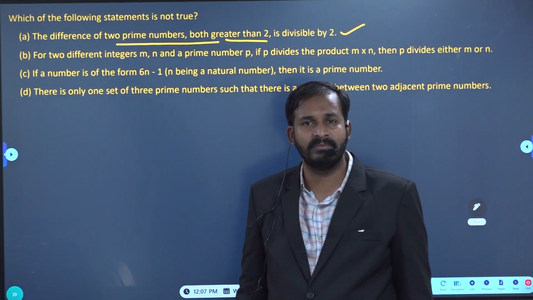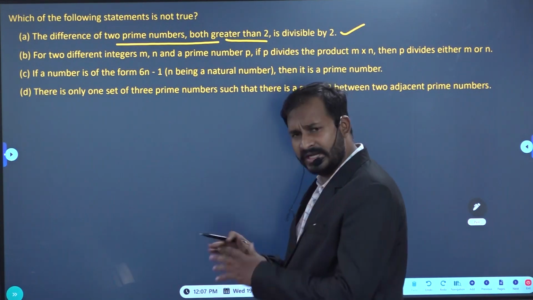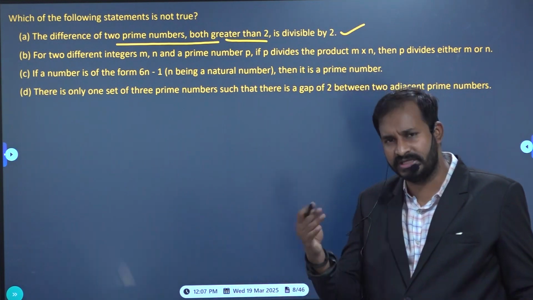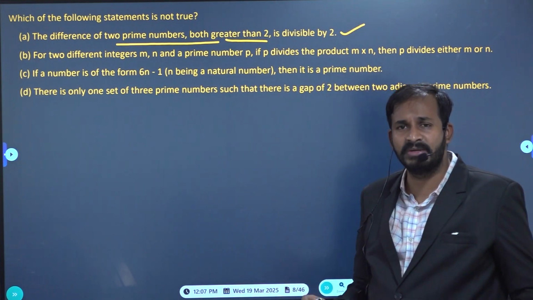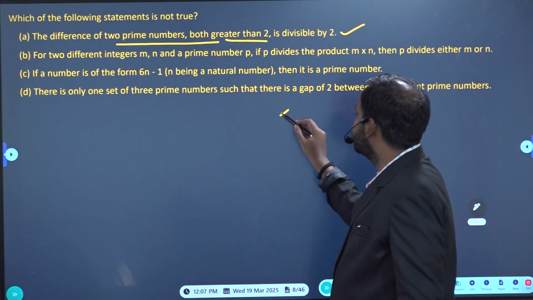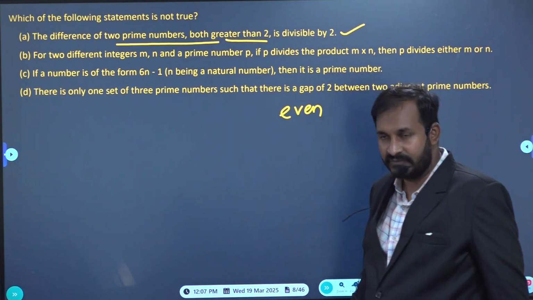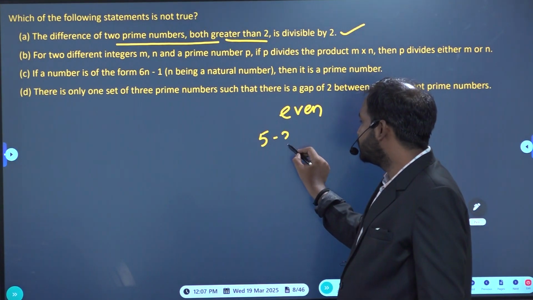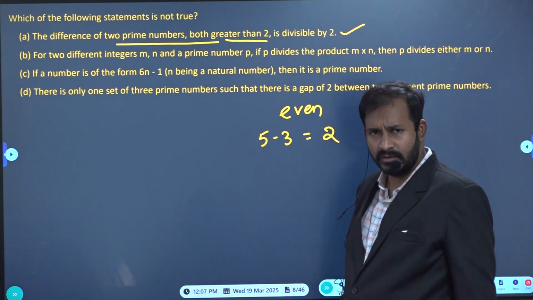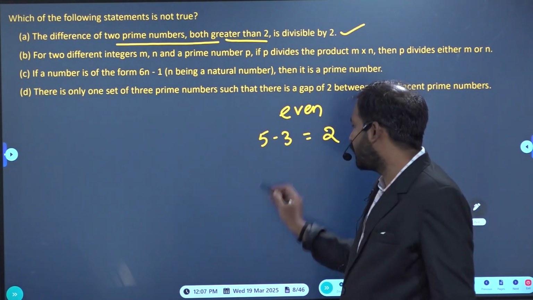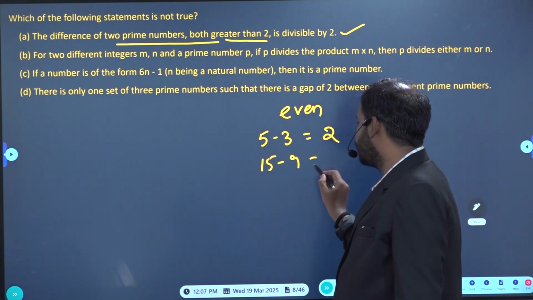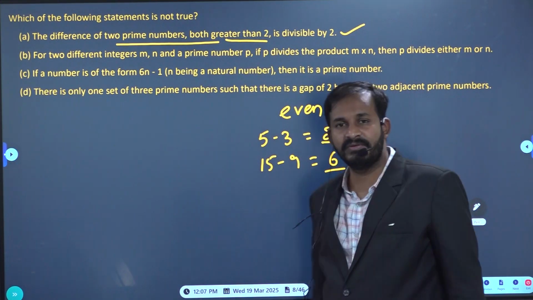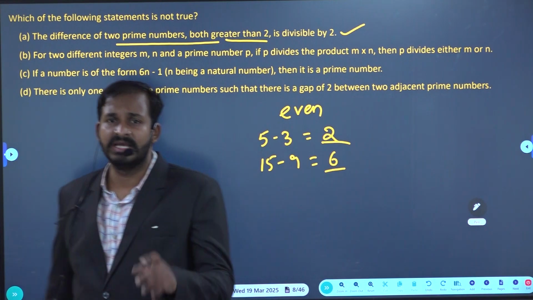Difference between any two odd numbers will be what? Difference between any two odd numbers, whether they are prime numbers or not, it is secondary. Difference between any two odd numbers will be always an even number. If you have any doubt, check. 5 minus 3. What is the difference? 2. Not only prime numbers, we will take some composite numbers. 15 minus 9. What is the difference? 6. So the difference between any two odd numbers will be always an even number.